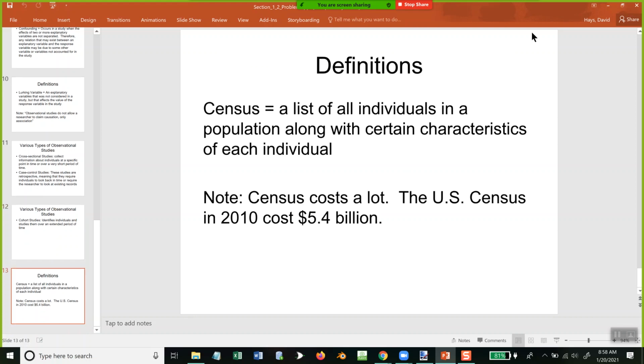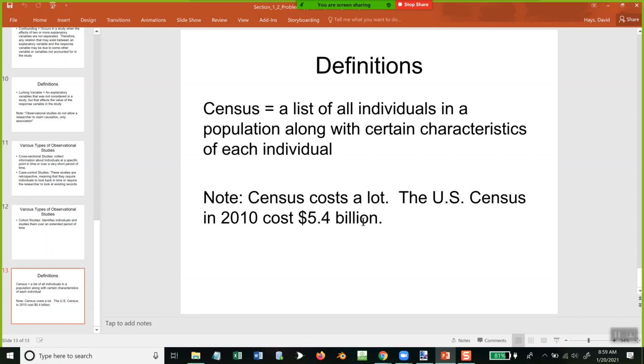Okay, last definition of the section. Census: a list of all individuals in a population along with certain characteristics of each individual. A census costs a lot. The U.S. Census in 2010 cost $5.4 billion. I need to get this updated, since we've had the 2020 census now, though the cost may not be associated with it. But this is important.